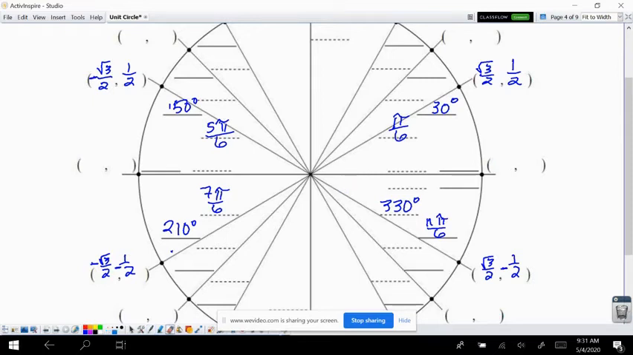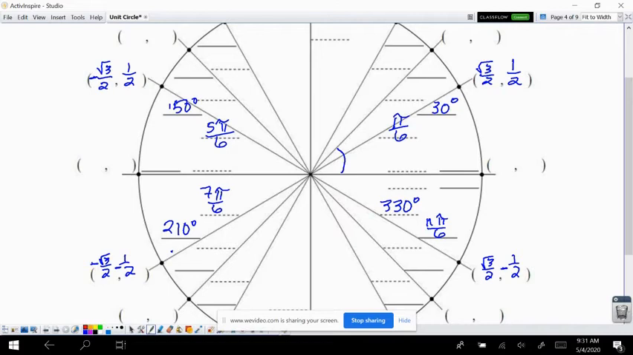So the unit circle is a lot of repetition. Here are all our 30-degree reference angles. Here are the x and y coordinates at the point of intersection, which we could also label as the sine and cosine of each of these theta values. Our next special angle is 45 degrees. So 45 degrees would be right here.